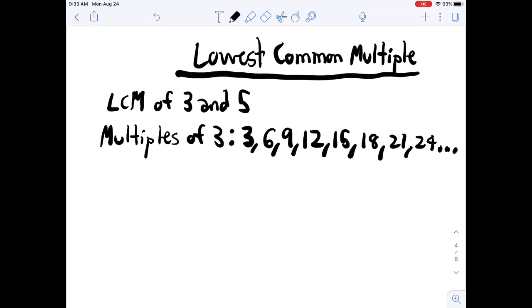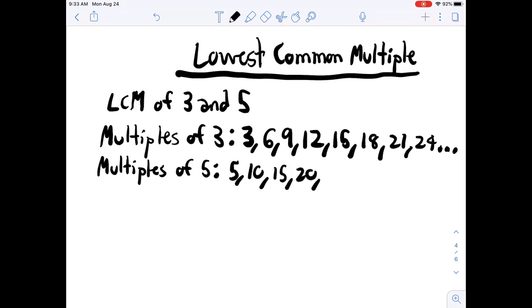And now let's do multiples of 5. That's 5, 10, 15, 20, 25, 30, and the list goes on beyond that. What we need to do now is find a multiple that both of these numbers share, and the lowest in each set. I'll show you what I mean. Let's start with the number 3. So we'll keep going this way of listing the multiples until we come across one that 5 shares.